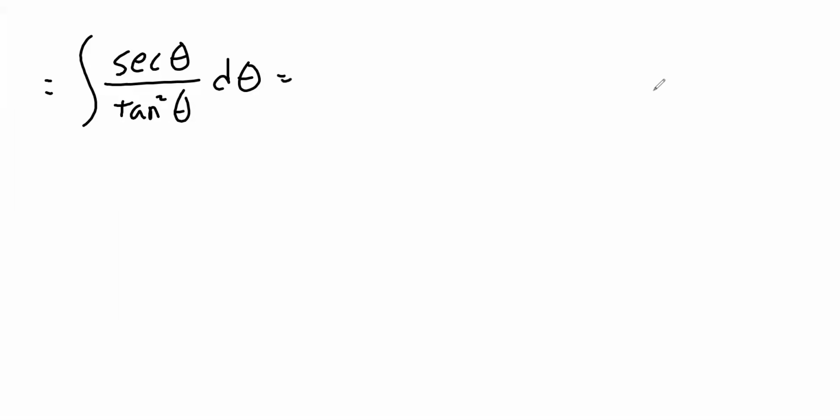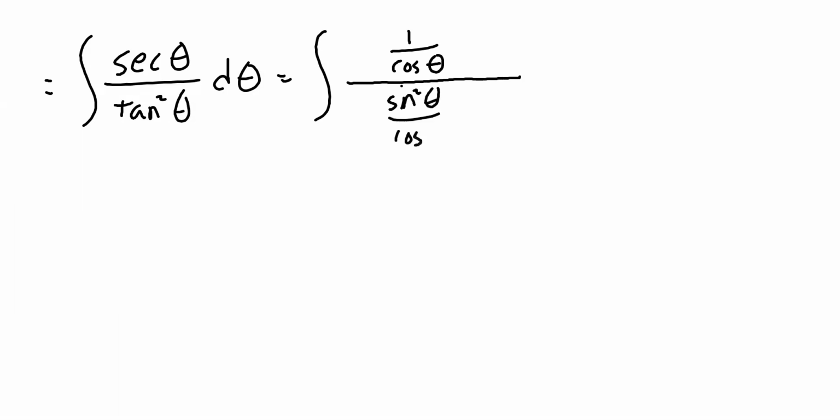I wasn't kidding when I said you need to know your Pythagorean, quotient, and reciprocal identities. We've already used a Pythagorean identity, and I'm about to use the other two. Secant of theta is 1 over cosine theta. Tangent is sine over cosine, so tangent squared is sine squared over cosine squared. All this with a d theta after it.